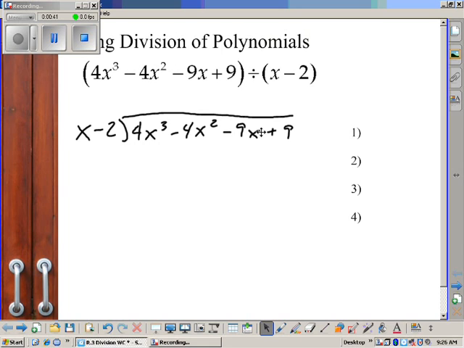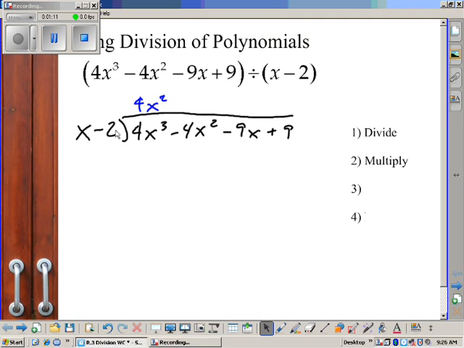First step in terms of doing this is to divide the leading term of the divisor into the leading term of the number that you're dividing into. So how many times does x go into 4x cubed? That would become 4x squared. Okay, and then the next thing is that you're going to multiply that out just like you would with a regular division problem.